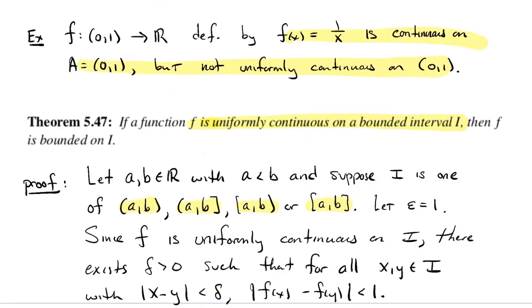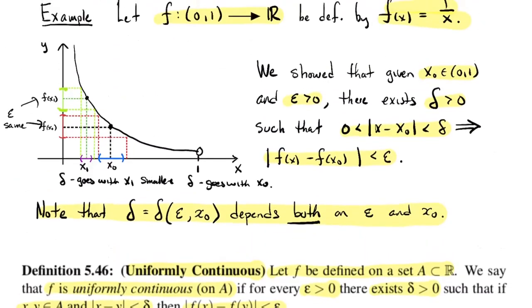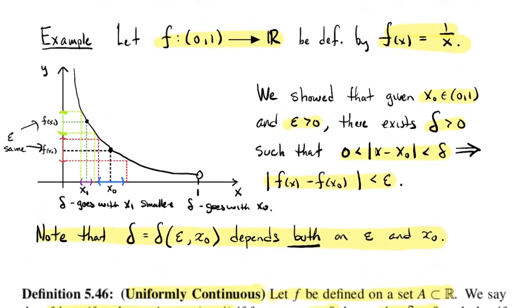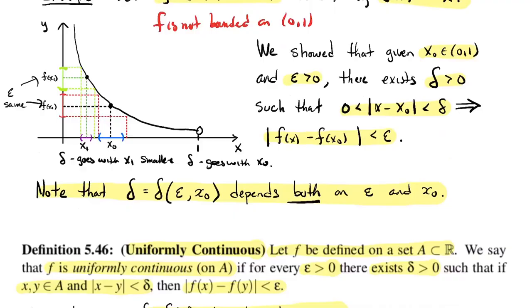Maybe I'll just scroll back up. Notice that for our non-uniformly continuous example, that's not true. The reciprocal function is continuous on a bounded interval, 0 to 1, but the function certainly is not bounded. So the domain is bounded, but the function isn't. The theorem I want to prove says that if you take a uniformly continuous function, that can't happen. A uniformly continuous function on a bounded interval will always be bounded.